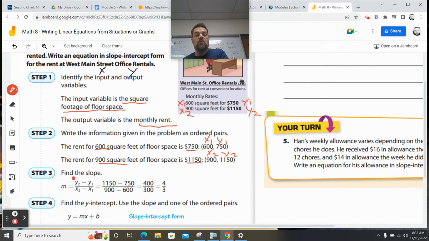We find the slope by plugging into the slope formula. 1150 minus 750 is 400, and 900 minus 600 is 300, so 400 over 300. That reduces down to 4/3. Now, the only problem is that we need to write this in y equals mx plus b. We know what m is. Do we know what b is? No, so we have to figure out what b is.